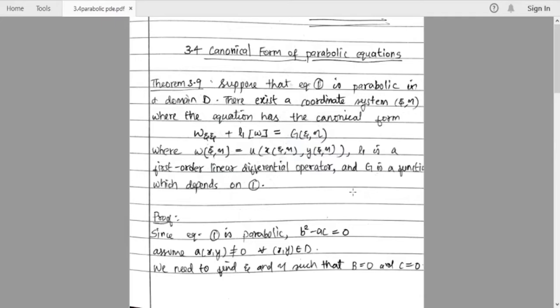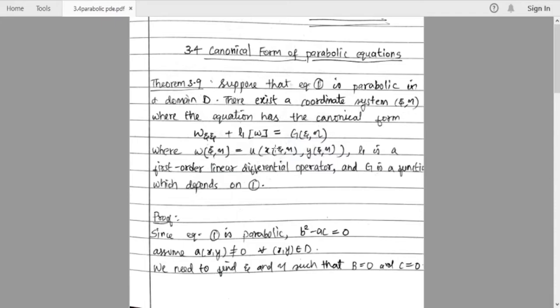system theta eta where the equation has the canonical form w theta theta plus L1 of w equal to g of theta eta. So here in the canonical form, the only second order term is w theta theta, and L1 contains the first order differential terms. Okay, so in parabolic we have only w theta theta. Now we will prove this.